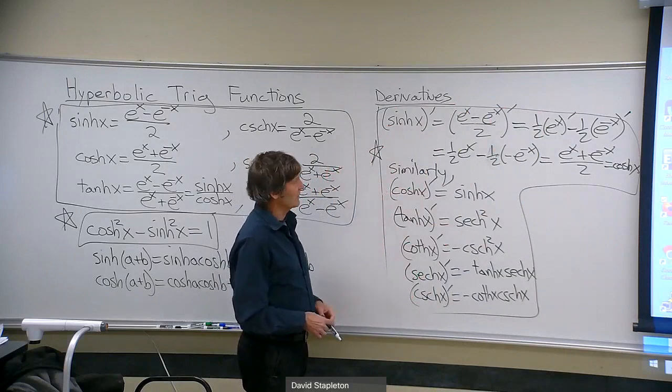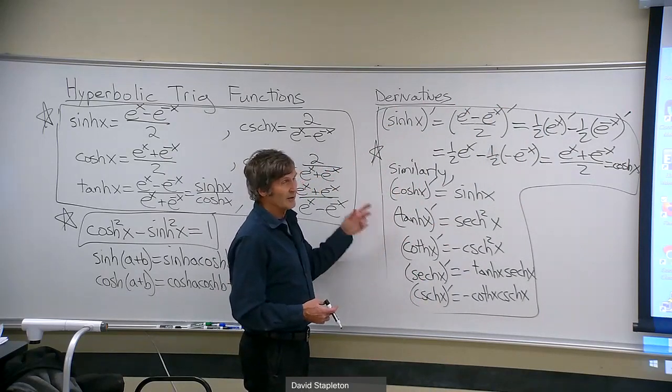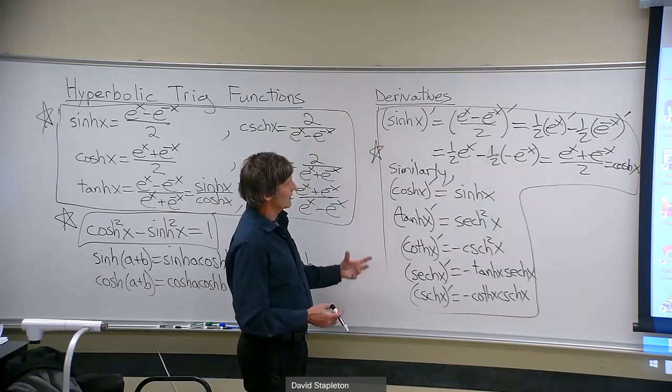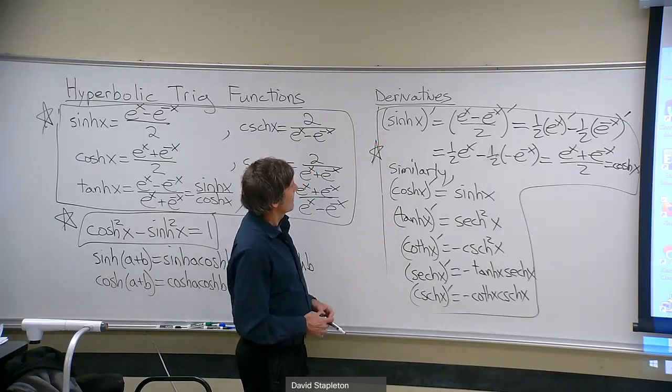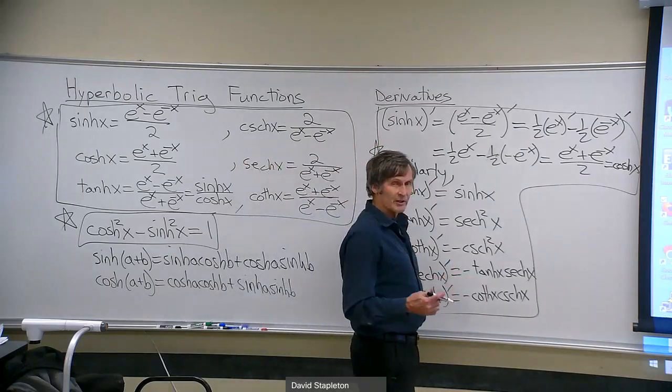This should be reminiscent of something you've seen in trigonometry, right? Even and odd functions. Just like every trig function is even or odd, every hyperbolic trig function is even or odd. And kind of a neat thing because most functions aren't even or odd, right? Remember even functions and odd functions?